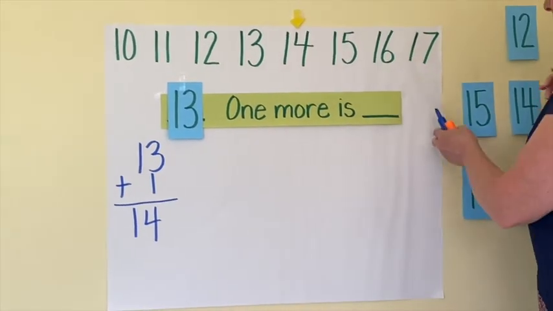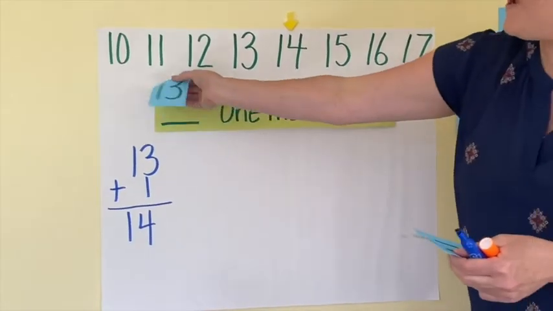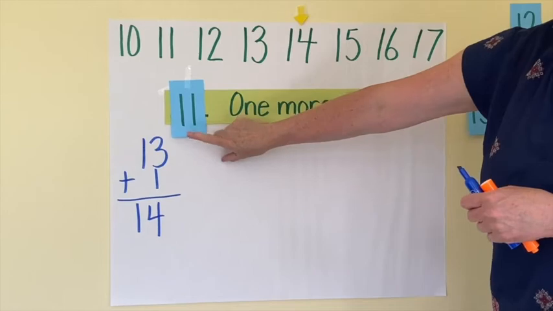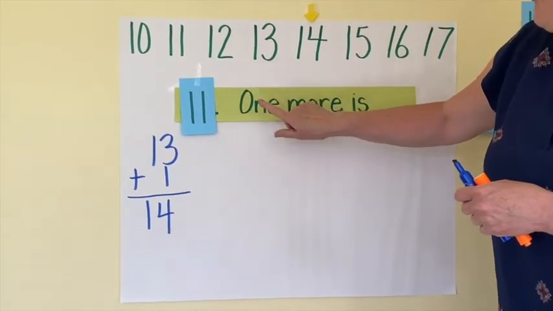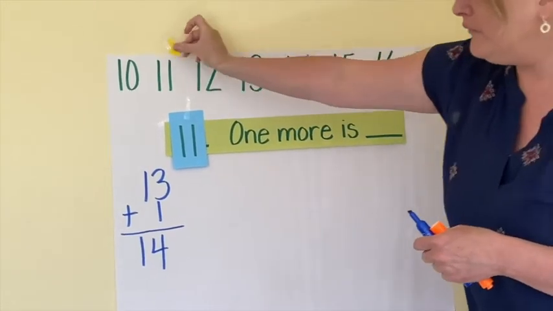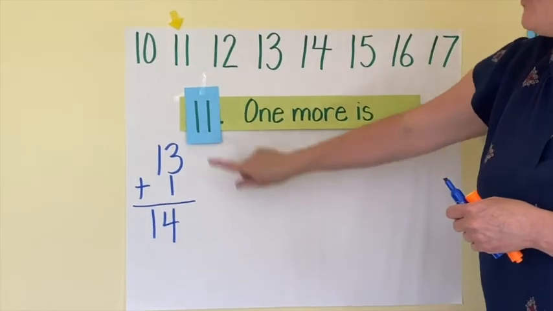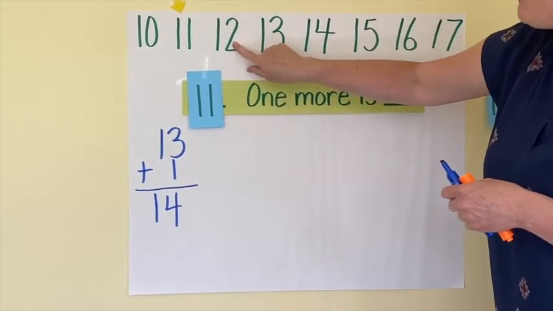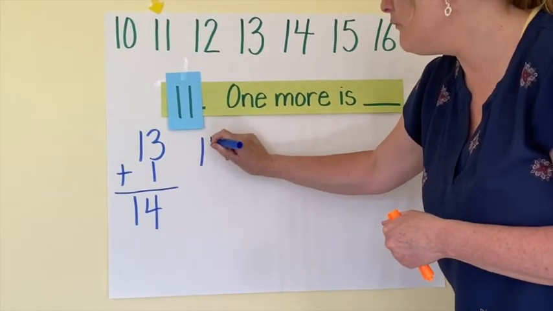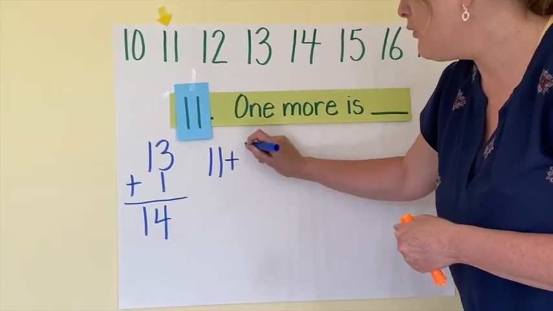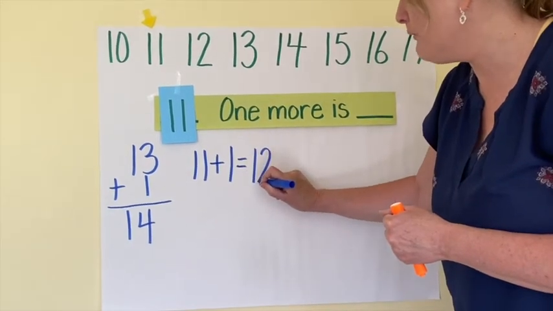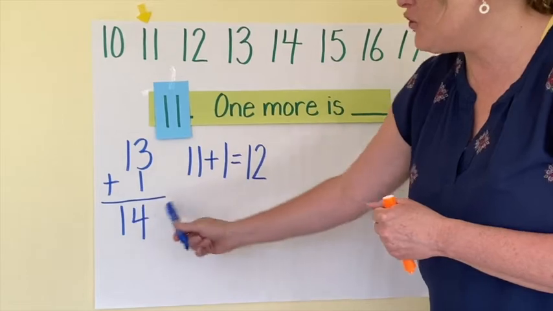Great. Let's try another one. All right, I'm going to move that 13. Okay. What number is that? Say it before I do. 11. One more is blank. Let's look at that number line. That means 11. Count on 1. Move ahead 1. It's 12. Let's write this one. 11 plus 1. This is another way of writing it. This is the way we're used to. Equals 12. 2 different ways to write an addition problem.